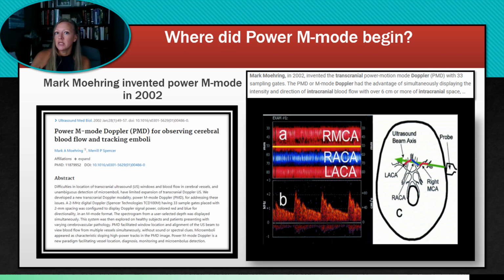Previously, we've been analyzing one specific depth at a time. Now with the addition of Power M mode, we can see many depths at one time. We can see 6 centimeters more of intracranial space. We can see a broad range of vessels at one time.